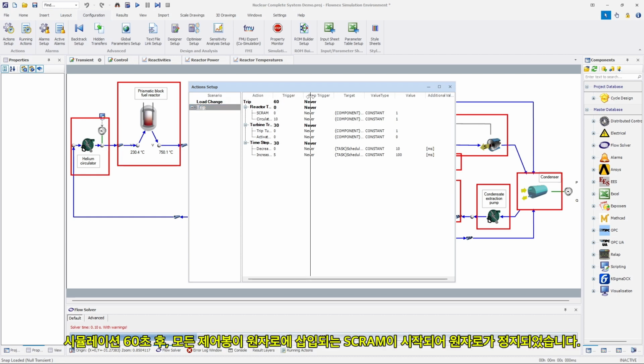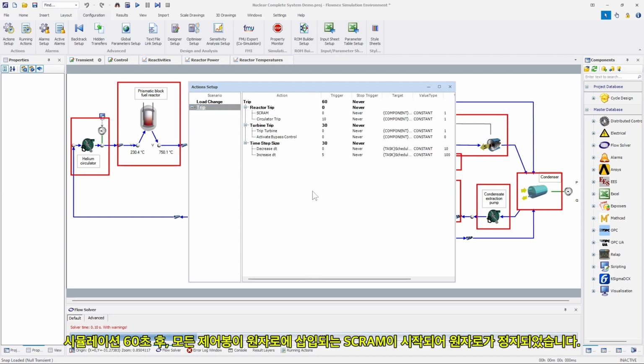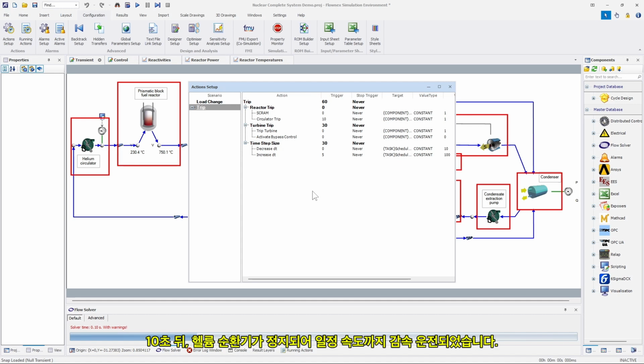After 60 seconds of the simulation, a scram was initiated where all the rods were inserted in the reactor to shut the reactor down. 10 seconds later, the helium circulator was tripped and ran down to a constant speed. 30 seconds after the reactor trip, the turbines were tripped. At the same time, the turbine control valve closed and the bypass valve opened to divert the steam to the condenser. The main steam pressure control was switched from adjusting the circulator speed to adjusting the bypass valve opening.